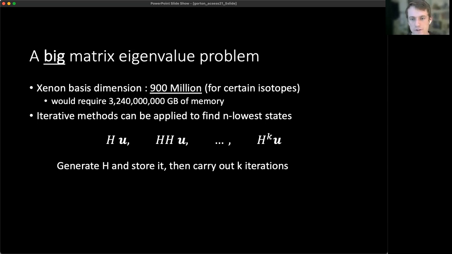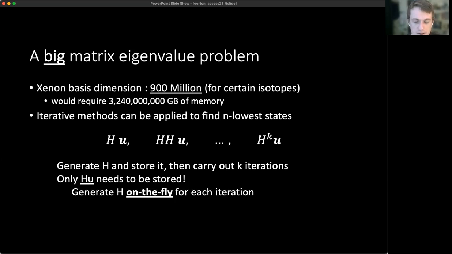I have a code that I finished writing about last year, which does this and also uses some physics approximations to make it even smaller. And what I was doing before I started the current project was to generate this Hamiltonian matrix H, store it in memory, and then use it to carry out these K iterations to carry out K matrix vector products. But if we look carefully, the solutions that we get are actually these vectors H times U. And what this means is that in principle, all we need to store in memory is the vector H times U.